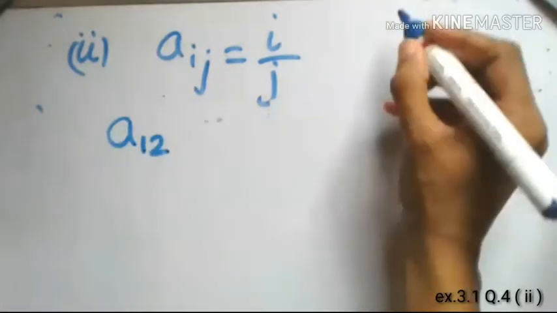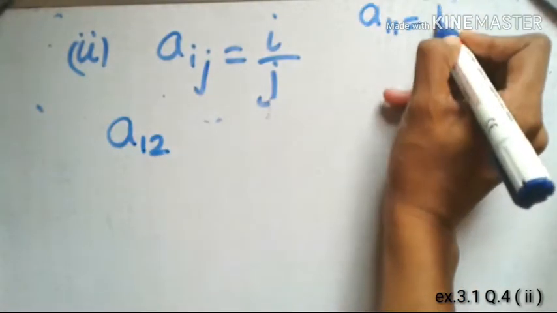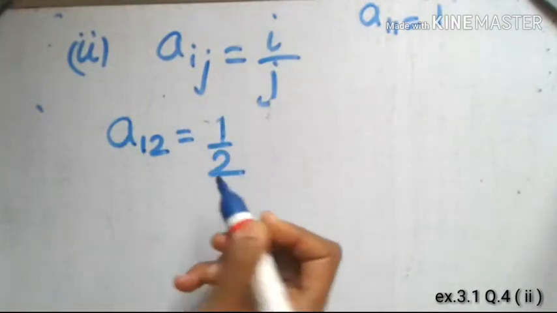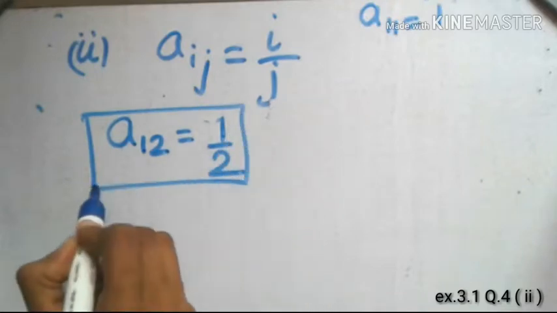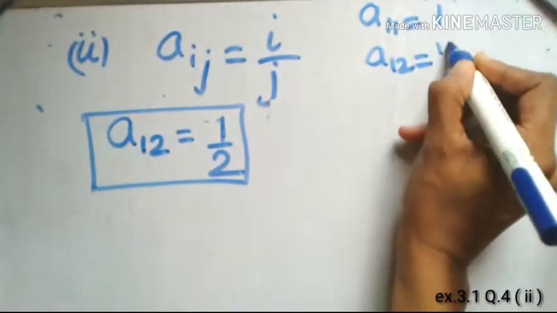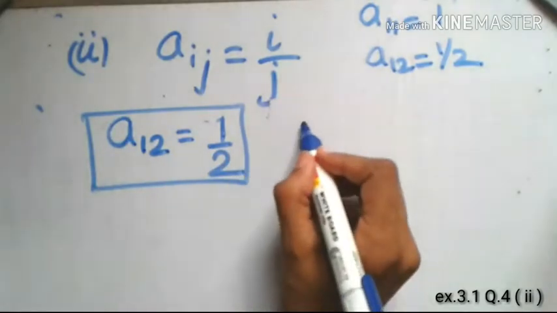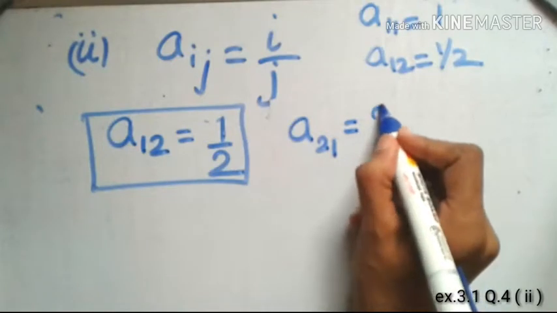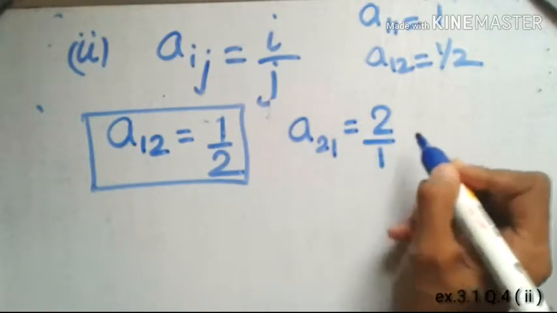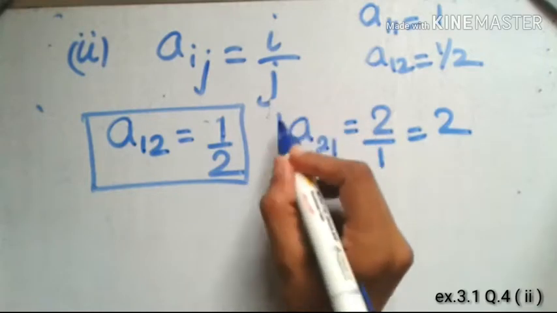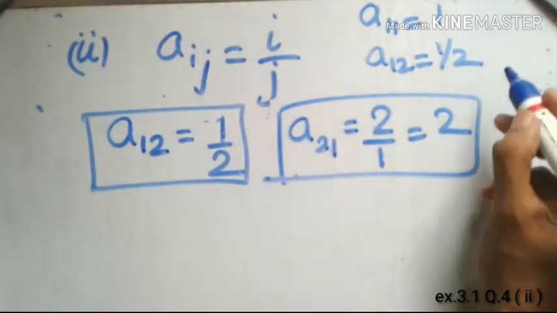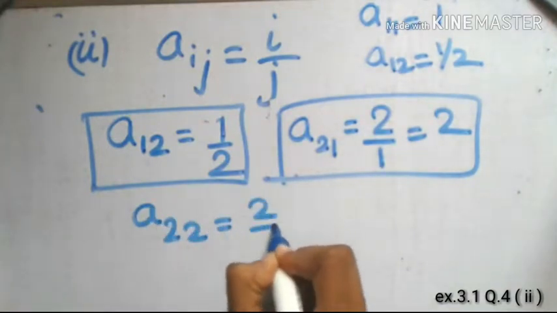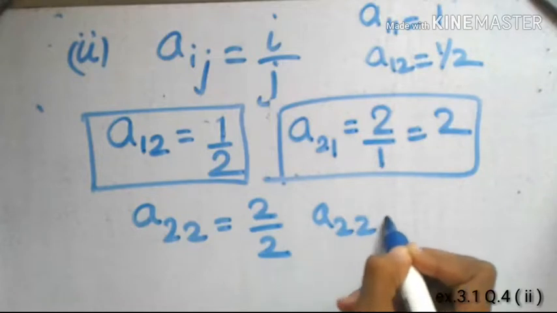Now A12. I'll write here that A11 I got as 1. A12 is going to be i equal to 1 and j equal to 2. So simple. A12 is half. I'll write that down here also. Then let me take A21, that is the second row, first column. That's also going to be i upon j, which is 2 upon 1. So I'll get A21 as 2. Then A22 is going to be again 2 by 2. So A22 is going to be 1.